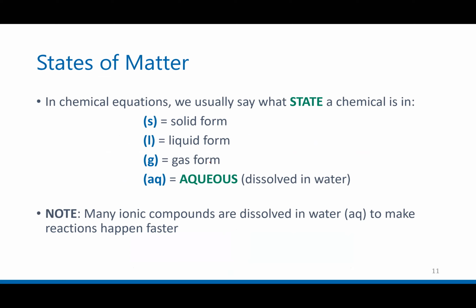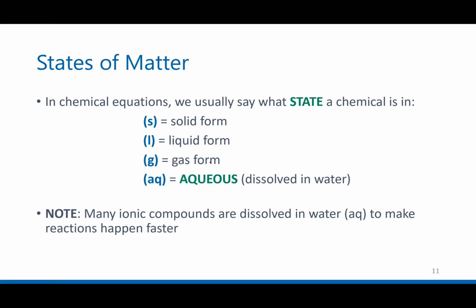States of matter. There are two components left for properly writing a chemical reaction. The first component that I have to cover is the states of matter, or phases. When you write a chemical reaction, you want to tell the reader if the chemicals are solid, liquid, gas, or aqueous.